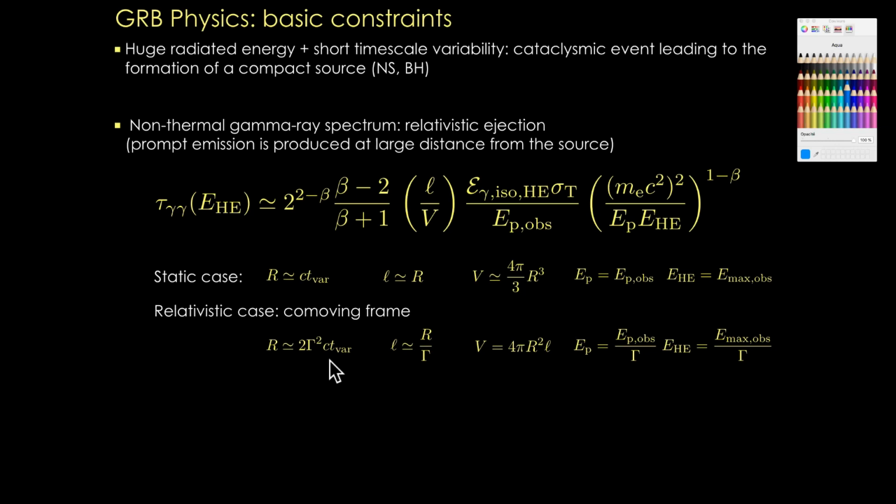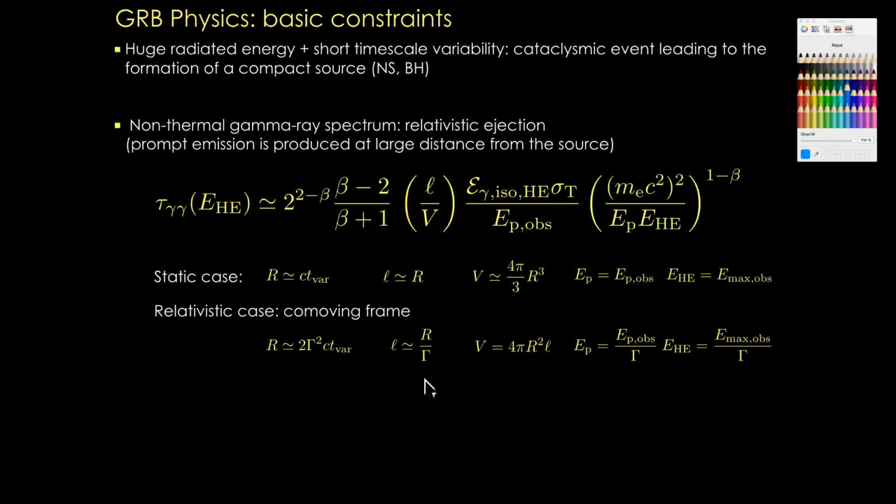Then there is no reason to assume that in my fixed frame, the seed photon radiation field is isotropic because of the relativistic beaming. Again, I should have much more photons in the direction of the motion. But if I come back to the comoving frame of the emitting region, then I can still assume that my radiation field is isotropic. So I will carry out the calculation in the comoving frame of the emitting material.